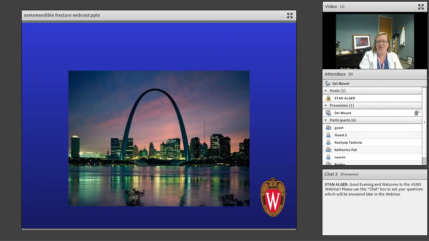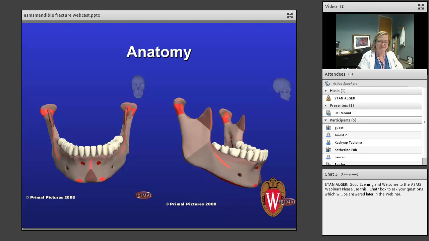Now, I put this in here for Alex. Alex is running just a slight bit late for our webinar tonight. But Alex is from St. Louis, at St. Louis University. And for any of you travelers, you know that this is the Gateway Arch to the west. And this is a perfect example of what the mandibular structure looks like from below.